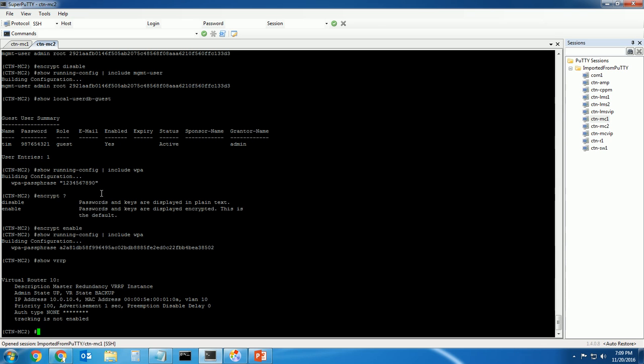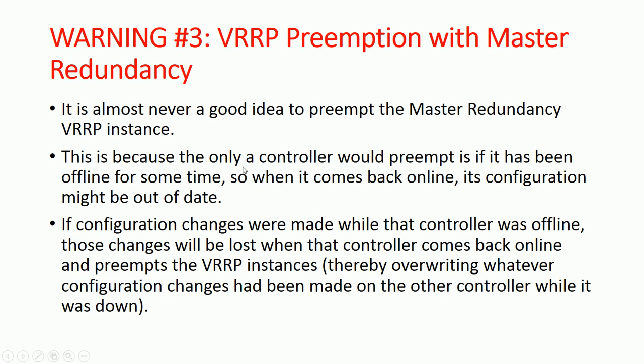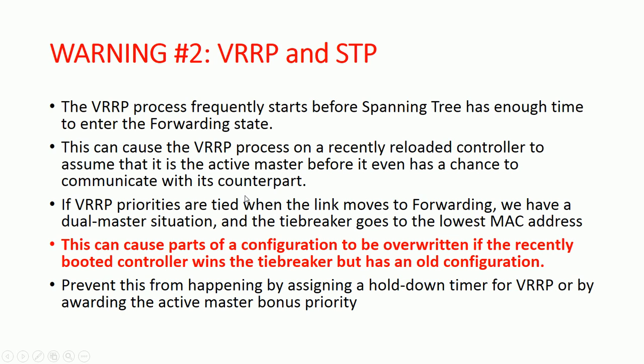So to get around that issue, I had a big warning about that. So this is everything I just talked about. It has not had enough time to go into the forwarding state. VRRP can start before it's even had a chance to communicate with the counterpart. We could have a dual master situation. Tiebreaker goes to the lowest MAC address. That can cause parts of the configuration to be overwritten. Okay, so we prevent this by assigning a hold down timer or by awarding active master bonus priority. Okay?